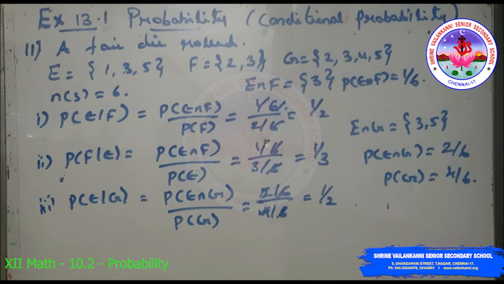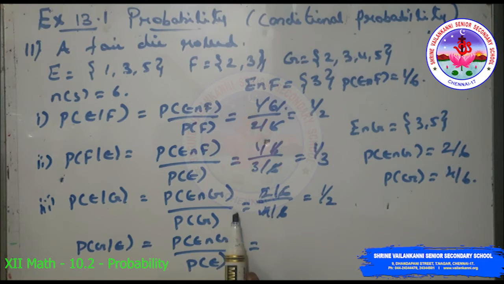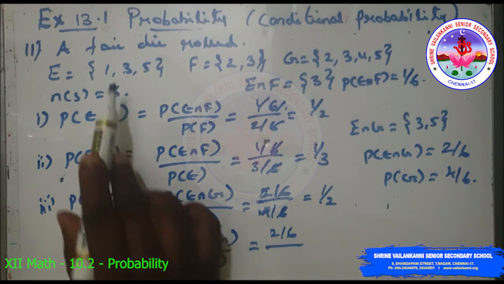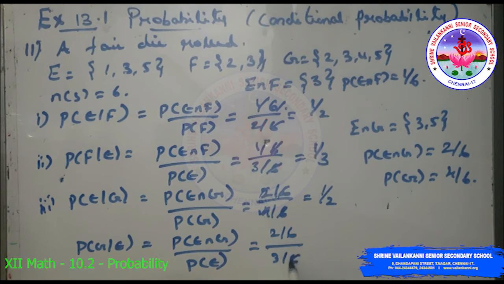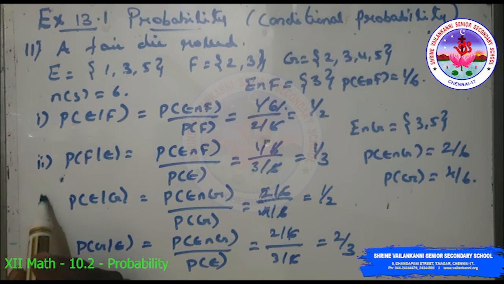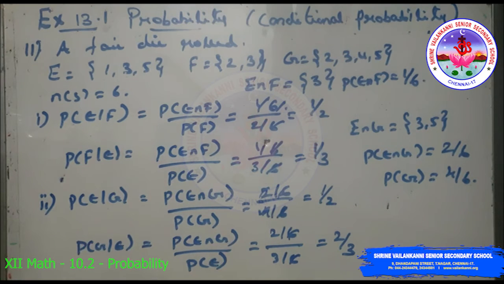Then the fourth subdivision, we have to find P(G|E), which is equal to P(E intersection G) by P(E). E intersection G is 2 by 6 and P(E) is 3 by 6. So we get 2 by 3. So this is the second subdivision, and this is the first subdivision.